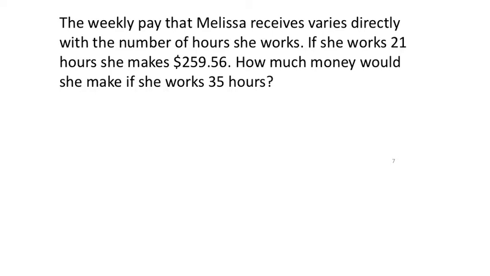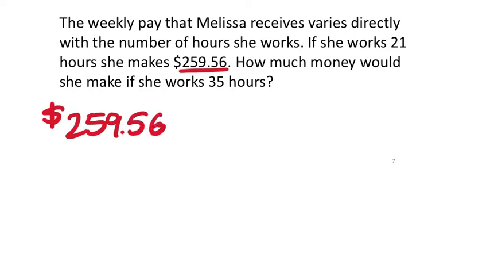So here's the information that it gave us. She's going to get paid $259.56 for, so that's divided by 21 hours. And you can maybe tell that's how that proportion would set up. It wouldn't matter if you put hours in the numerator or the denominator. I want to know how many dollars she makes every hour, because it's asking how much money she would make if she works 35 hours.